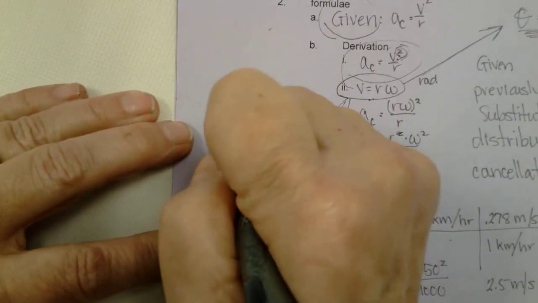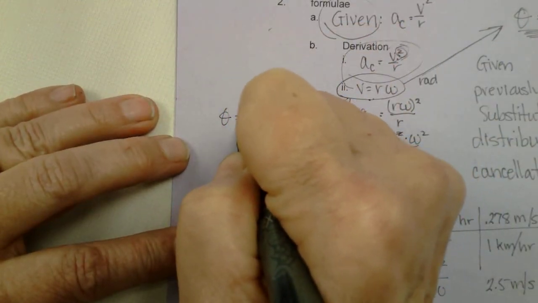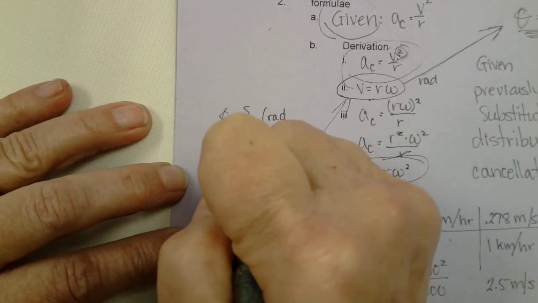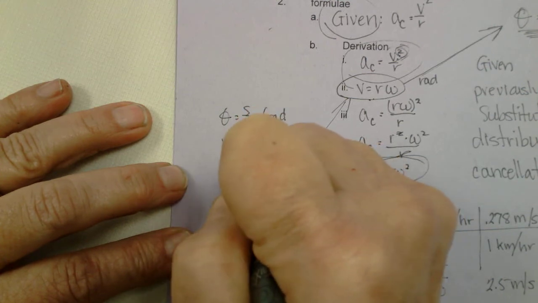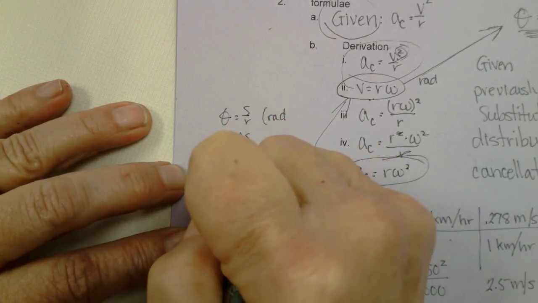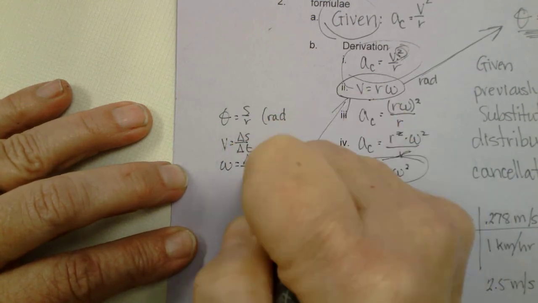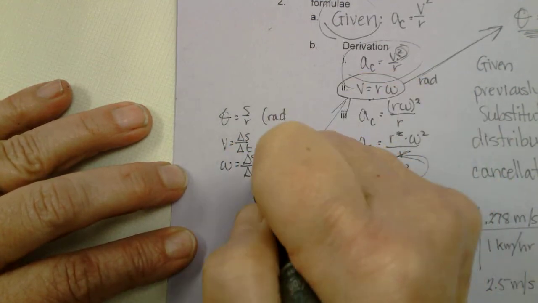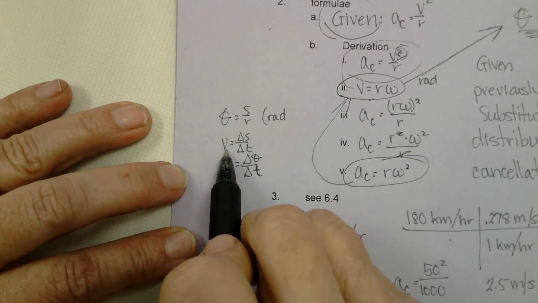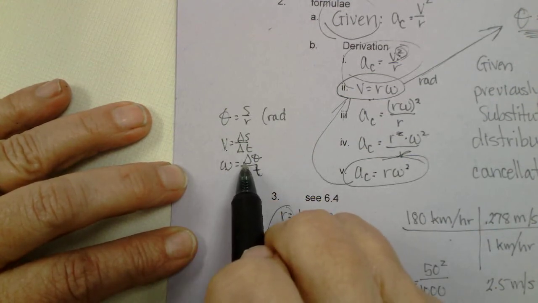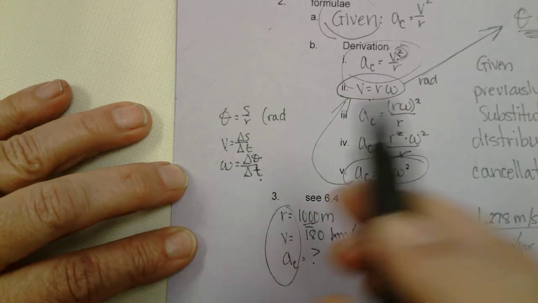So you've got theta is equal to s over r. Remember, you have to have radians for that. You have v is equal to delta s all over delta t. Omega is equal to delta theta all over delta t. I should be using the names for this. Tangential speed is the change in the arc length over time. Angular velocity is the change in the angular position all over time.